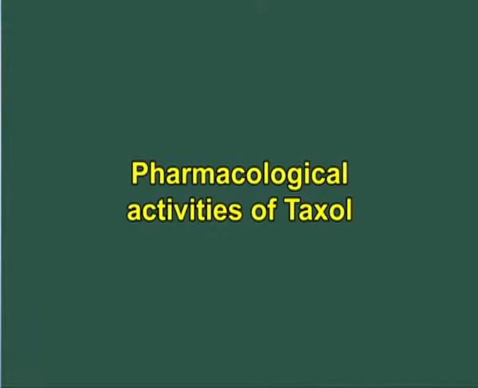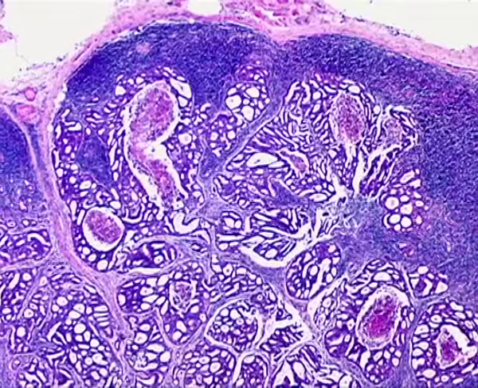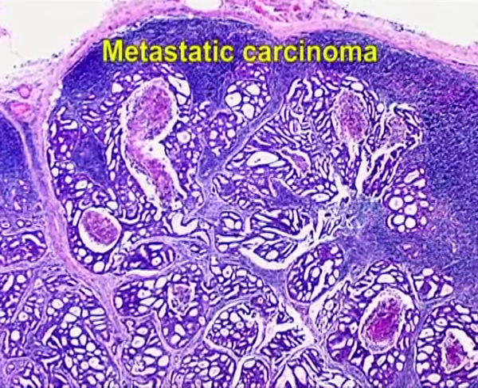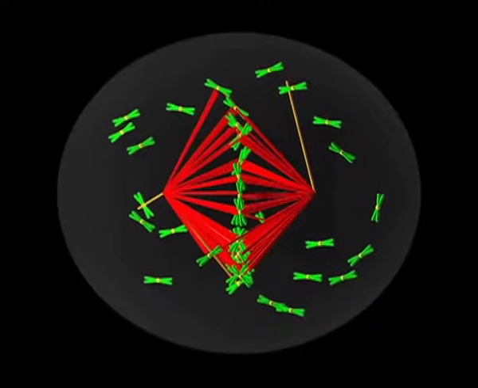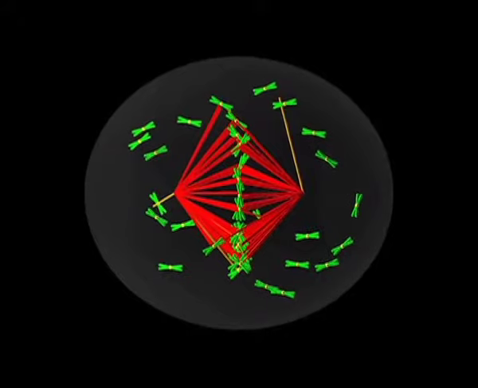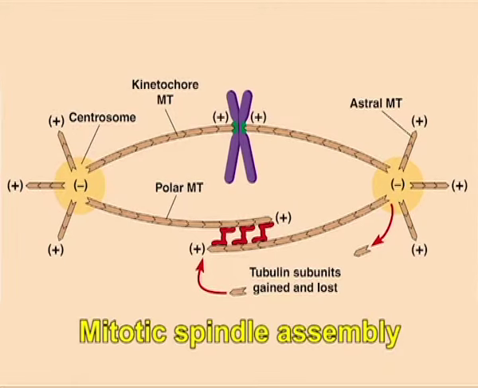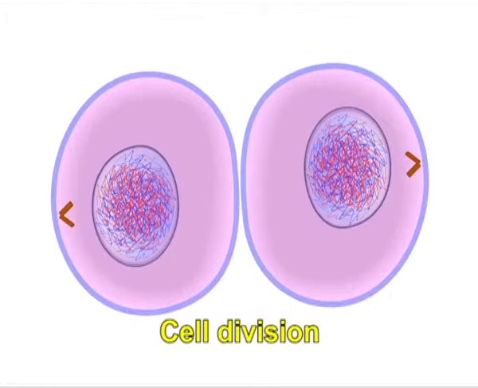Now, pharmacological activities of Taxol. Taxol is primarily employed in the treatment and management of metastatic carcinoma of the ovarian glands. It interferes with the normal breakdown of microtubules during cell division. It causes defects in mitotic spindle assembly, chromosome segregation and cell division.